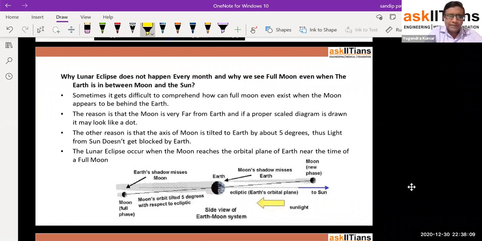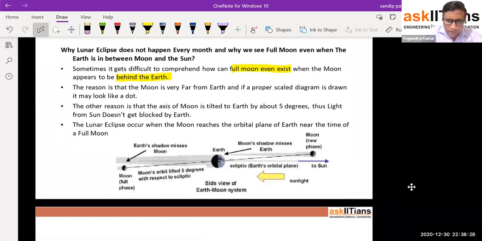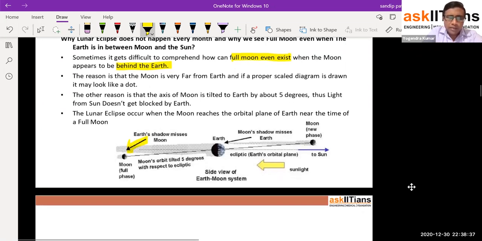So let's see. Sometimes it is difficult to comprehend how a full moon can even exist when the moon appears to be behind the earth. So we have already said that the moon is behind the earth. How can we see the moon, right? So you can see here the earth. This is the earth, and see the shadow of the earth. Where is the shadow of the earth? It is not in line with the moon. Why? Because the moon's orbit is tilted. The moon's orbit is tilted about 5 degrees. It is not exactly around the earth. It is tilted like this. Therefore, the shadow of the earth normally goes above the moon here, we can say, right? Therefore, we can see the moon.